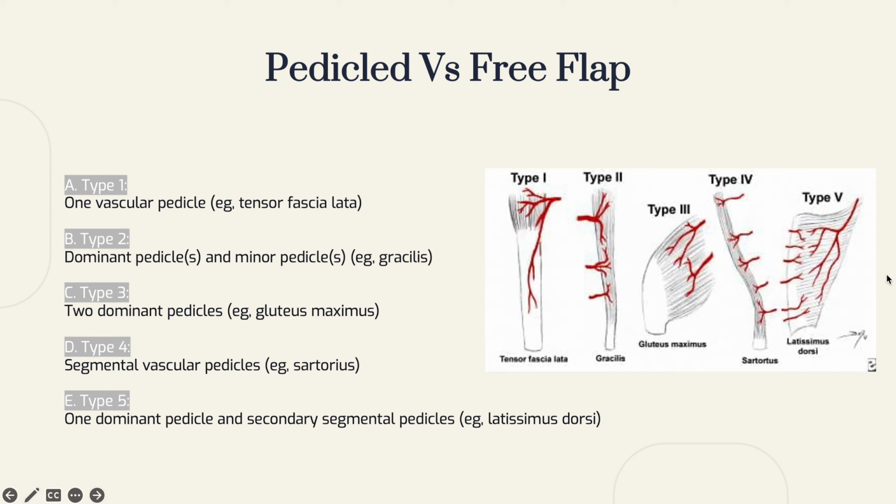As for type 4, which is the sartorius muscle, you have segmental vascular pedicles. This is very important because this muscle cannot be used as a free flap whatsoever, because you cannot depend on segmental vascular pedicles when you use a free flap. As for type 5, which is the latissimus dorsi muscle, you have one dominant pedicle and secondary segmental pedicles. So let's say if you want to use latissimus dorsi muscle as a free flap, you're going to obtain it with its dominant pedicle. You cannot depend on the segmental pedicles per se.